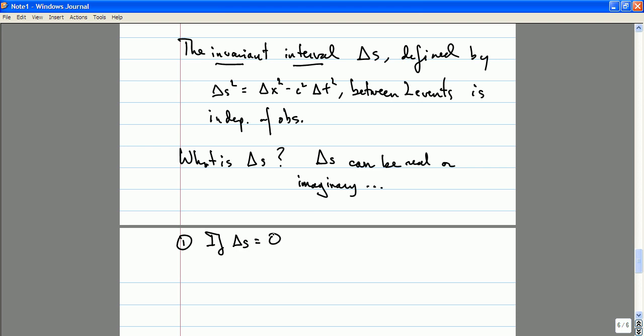What does it mean for delta s to be equal to 0? It means that delta x squared is c squared delta t squared, or delta x is either plus c delta t or minus c delta t. So we have a name for pairs of events that are related by delta x is plus or minus c delta t. It means that the two events can be connected by a light ray.